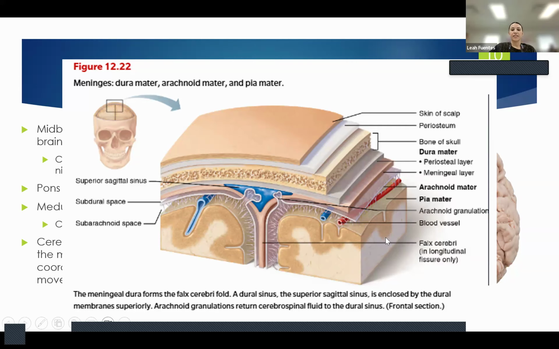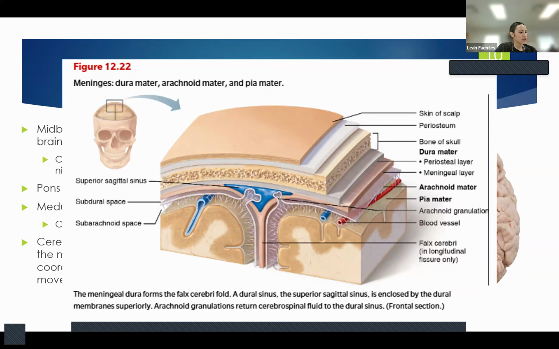So this is kind of that last layer of defense, and it is super thin, the pia mater. Next, we have the arachnoid mater. This is the middle membrane. It's the thin net-like membrane. If you look at it closely, you can think of it like a spider web. So think arachnoid, like a spider.